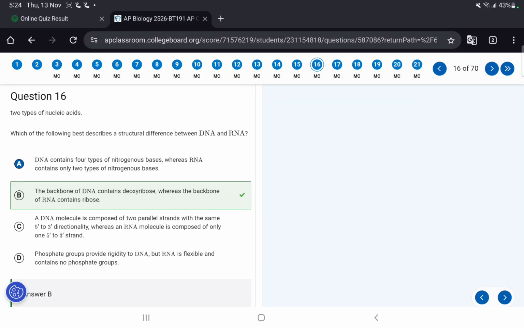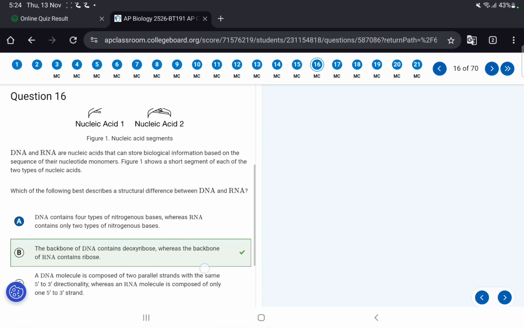Okay, they say DNA contains 4 types of nitrogenous bases, whereas RNA only contains 2. No, it contains 4 as well. It contains A, U, C, G. DNA contains A, T, C, G. The backbone of DNA contains deoxyribose, whereas the backbone of RNA contains ribose. Obviously, that's true. That's the main difference between them here.